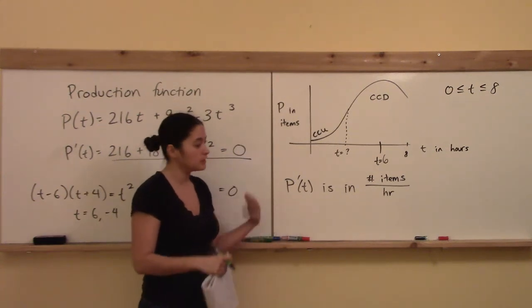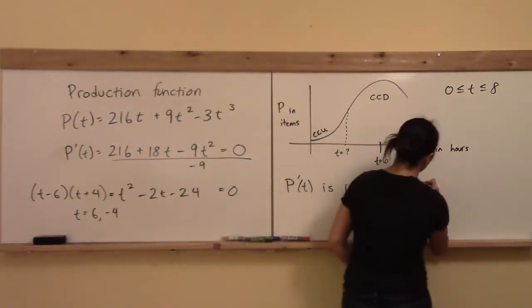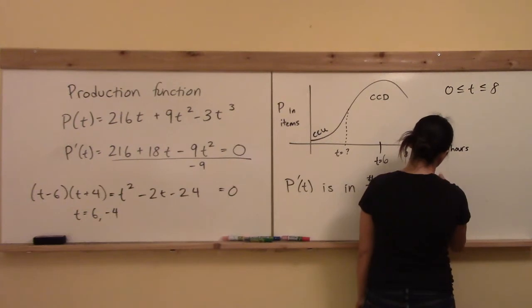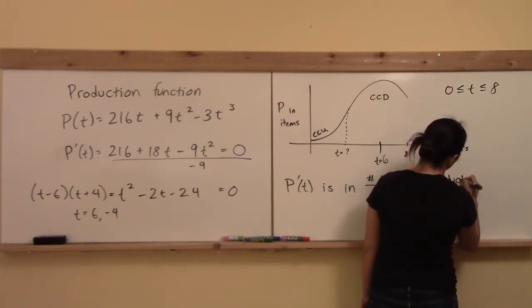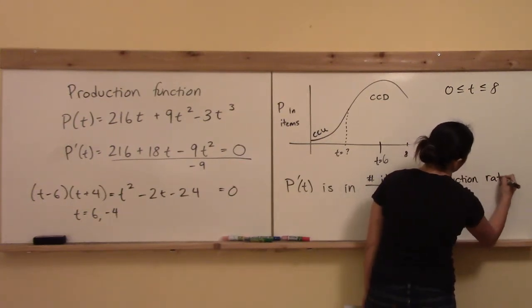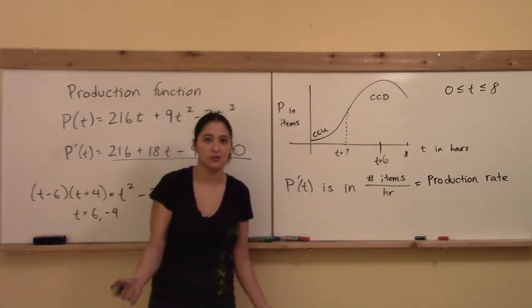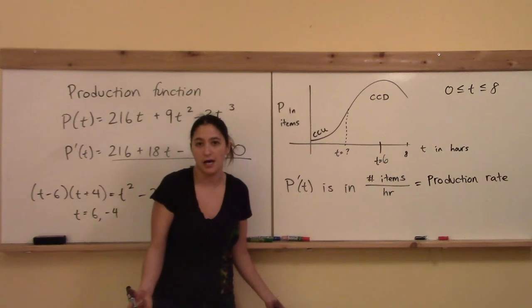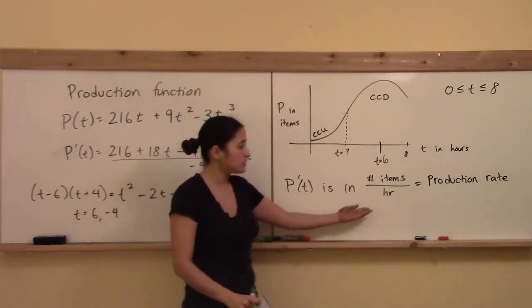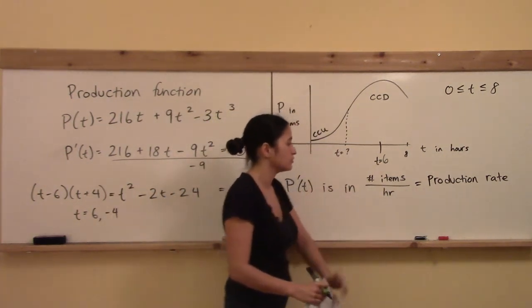So this is actually the production rate. I can see that. This is the interpretation: p prime is the production rate in items per hour. That makes sense. If I was going to say what's the production rate, I'd say, I don't know, 100 items an hour or something like that. So that's why I want to get the units. This is the production rate.